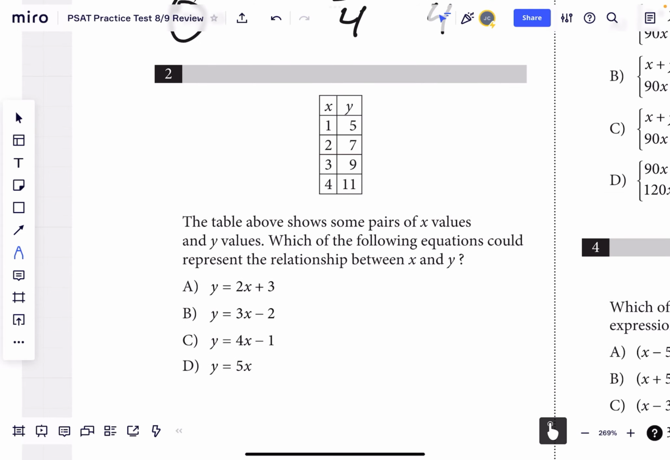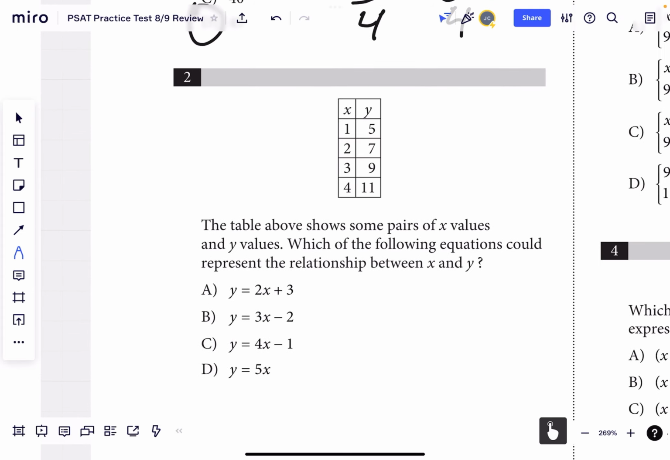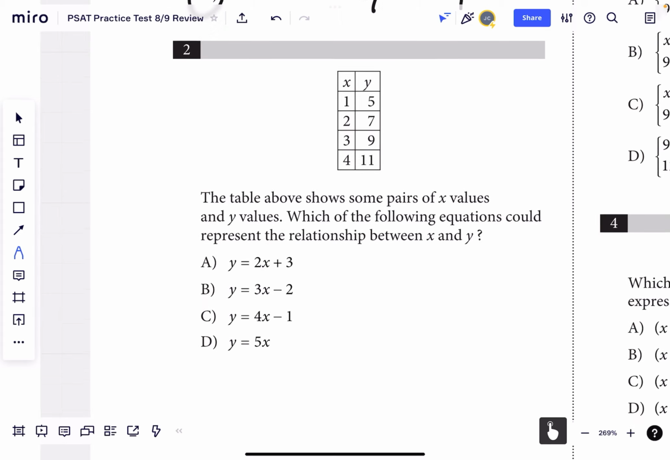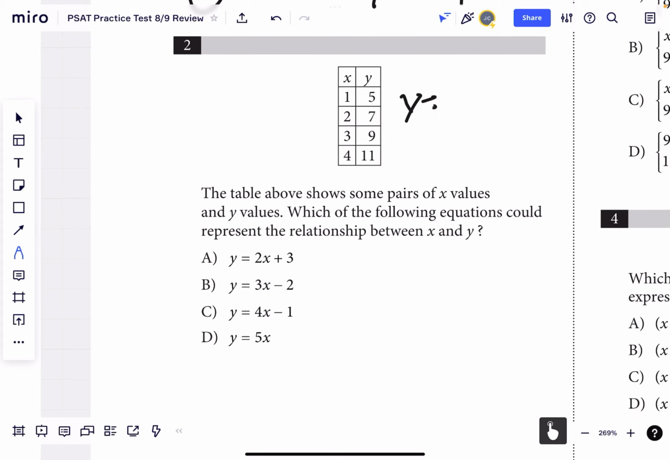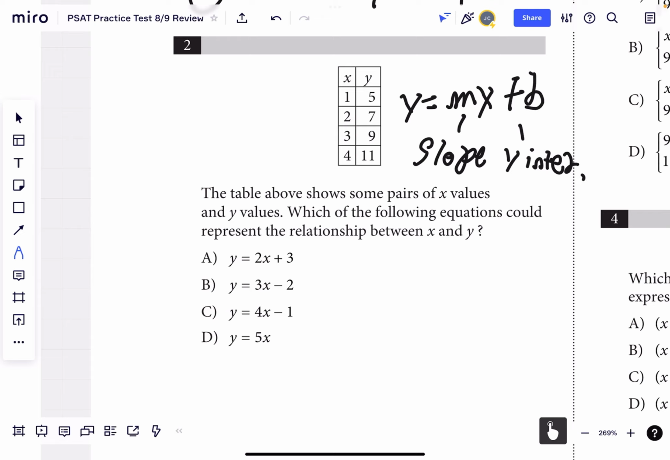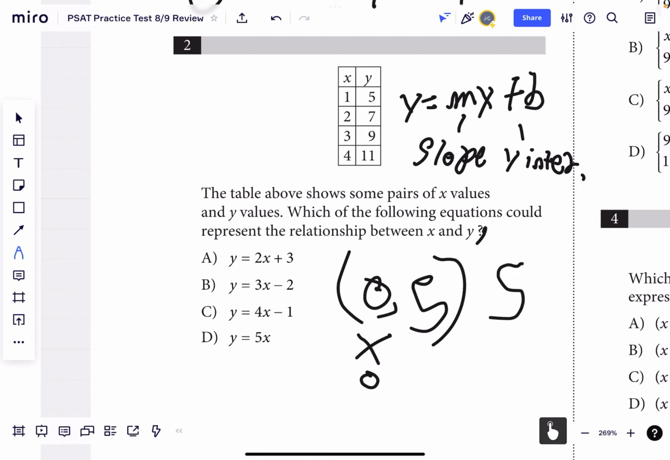So as you can tell, these are our x values and these are our y values. So we're trying to find y equals mx plus b. Mx is your slope and b is your y-intercept. For our y-intercept, when x equals 0, what is the value of y? Our y-intercept would be 5, since x is 0 and y is 5, that would be our intercept.